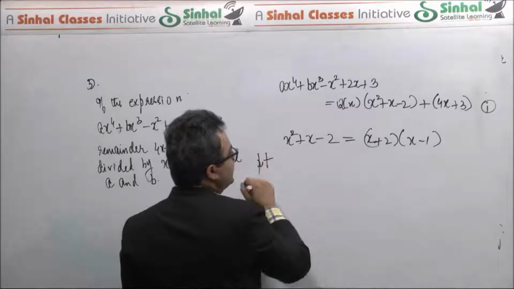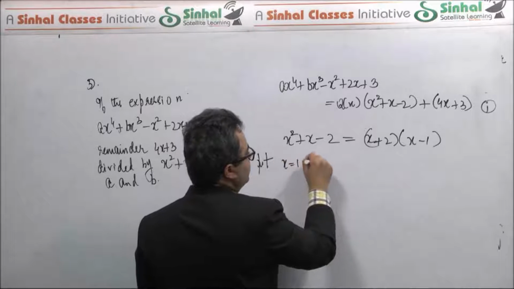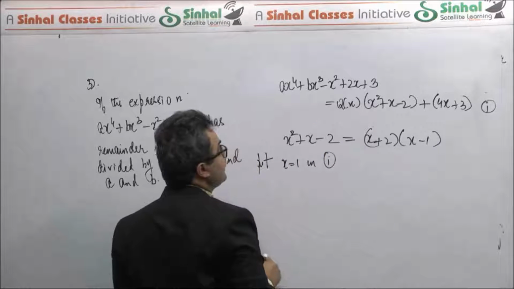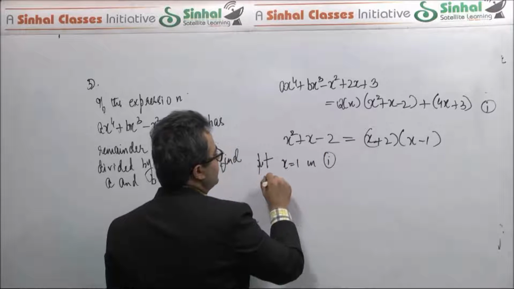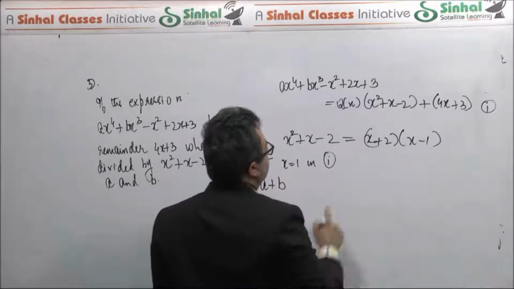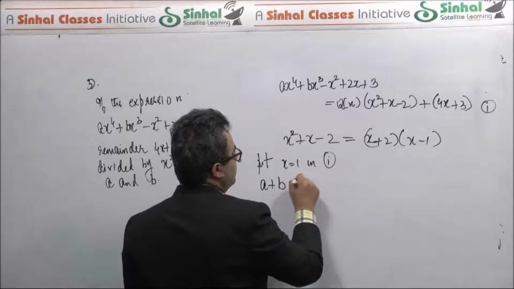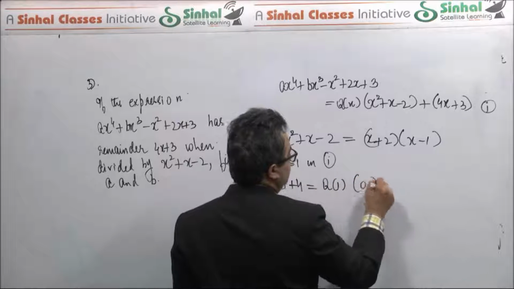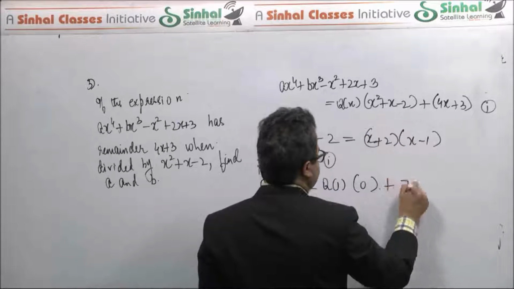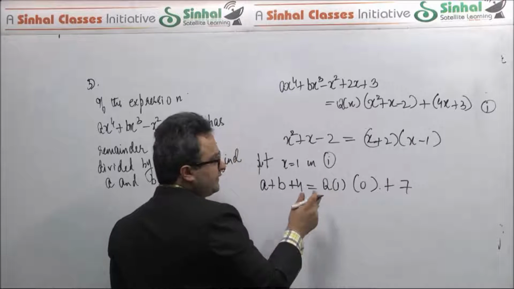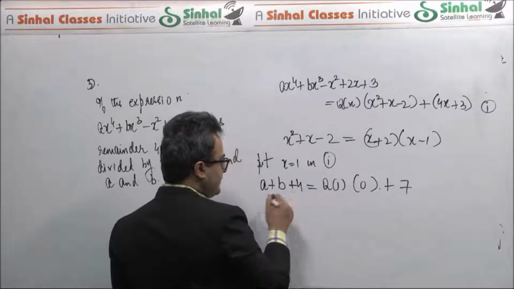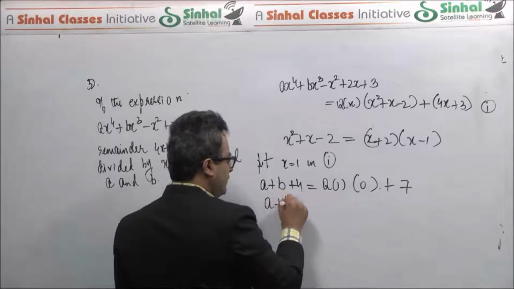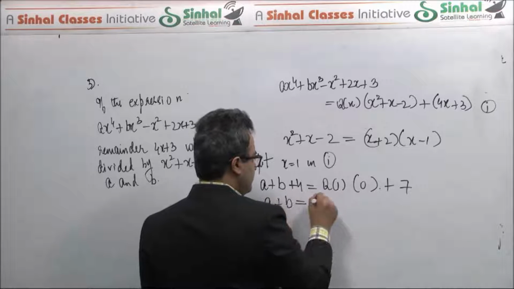So suppose I put x equal to 1 in the first equation. Since it's an identity, the LHS becomes a plus b, 5 minus 1, 4 plus 4. Q of 1 times 0, this entire term becomes 0, plus 7. So we don't actually need to know the value of Q of 1 because this product is anyway becoming 0. So I get one equation in a and b, which is a plus b is equal to 3, statement 2.